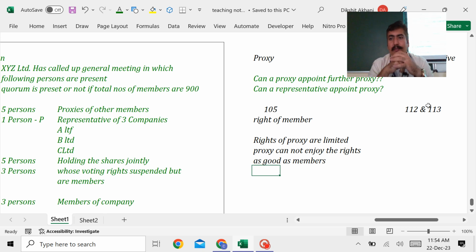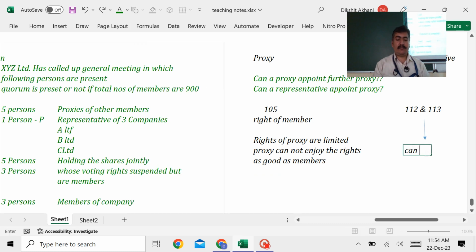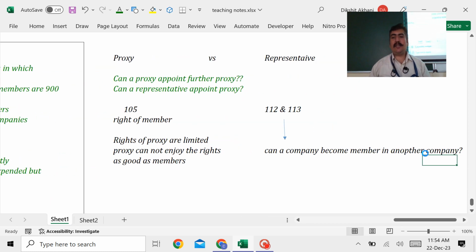Let's come to the representative concept now. Sections 112 and 113 are there. Before I go to this question, answer me one simple question: can a company become a member in another company? Can a company become a member in another company by buying the shares of that company? Today, is it possible that TCS Limited may become a member in Infosys Limited by buying the shares from the open stock market? Possible or not possible?